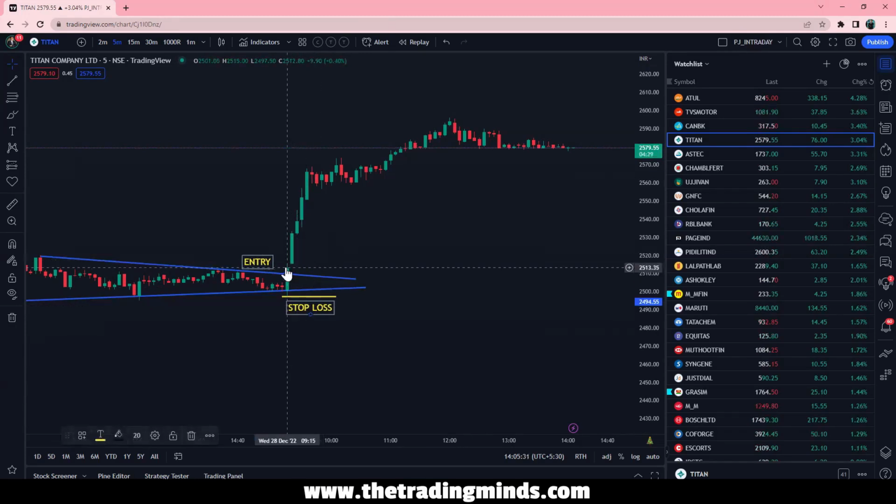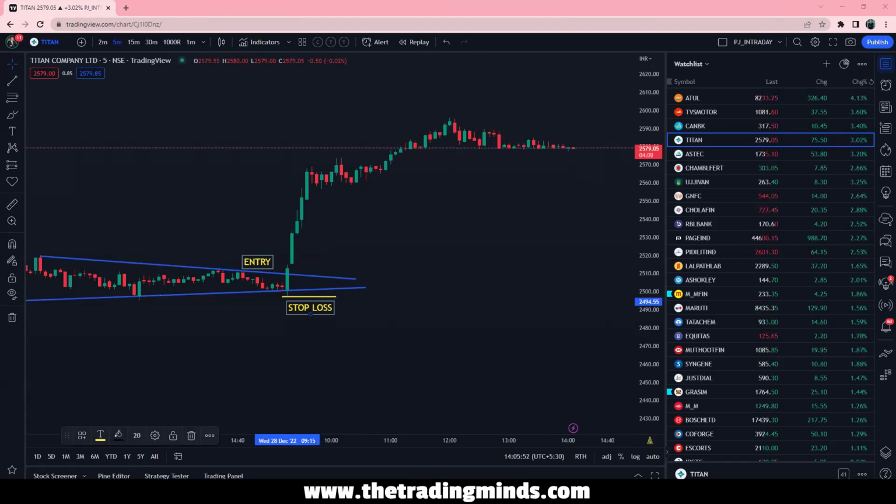For example, somebody wants to trade in equity. Where will he buy? You just see the right side. What is the price range? 2,512 is the buy price here. Exactly, 2,512 is the buy price. The stop loss will be this one. 2,497 is your stop loss.